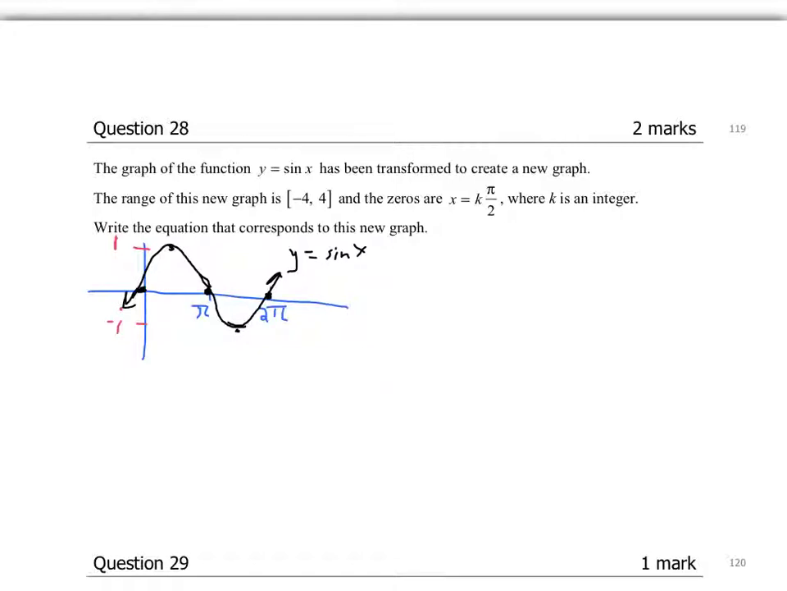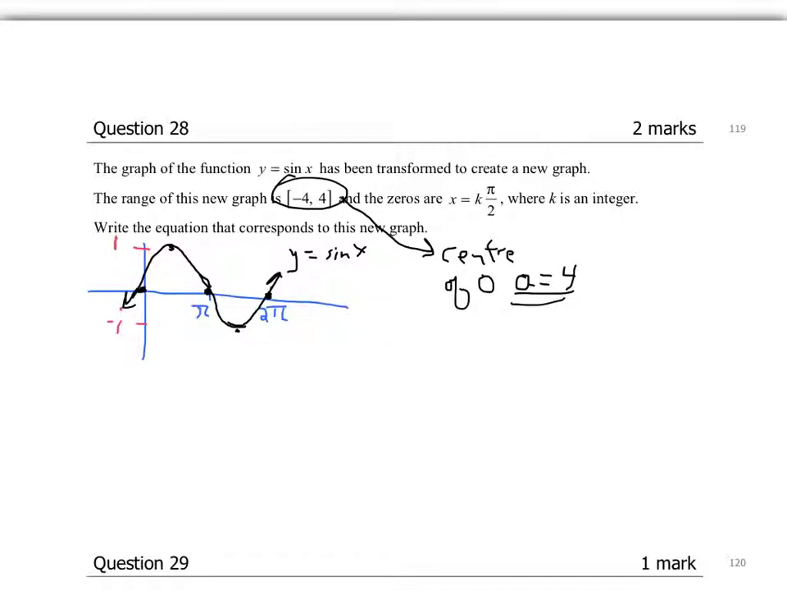Now the new graph has a range of -4 to 4. My range of -4 to 4 gives me an idea of what my new amplitude is. The positive part is that it's still centered on 0. So this graph still has a center of 0, and if it goes from -4 to 4, it has an amplitude of 4. So that is the first piece of information used.